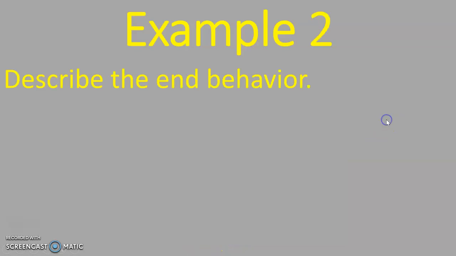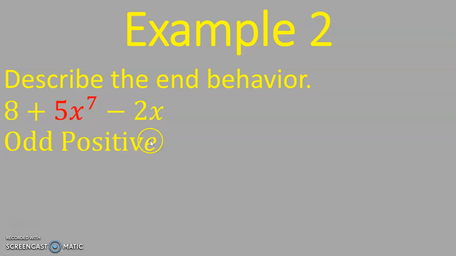A second example, describe the end behavior. Be careful. Make sure you grab the leading term. It's not guaranteed that your polynomial will be in standard form. So make sure you take the one with the highest variable exponent. This is odd positive. Odd because of the 7. Positive because of the 5. The fact that 5 is odd is not relevant here. It's the 7 being odd that makes it odd.